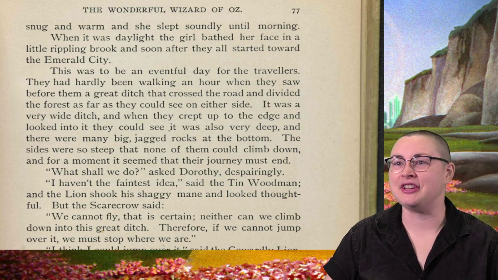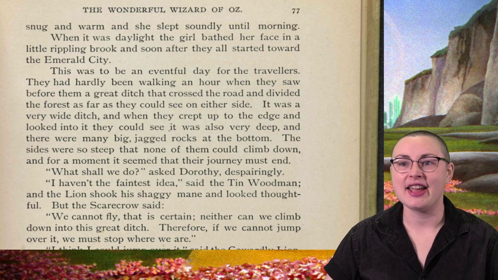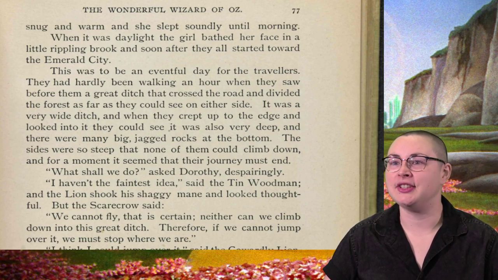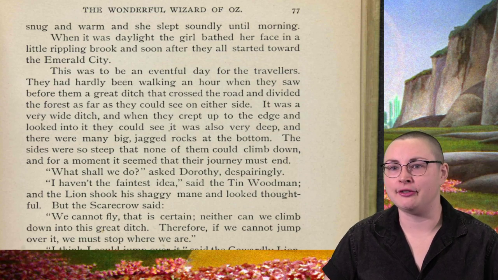This was to be an eventful day for the travelers. They had hardly been walking an hour when they saw before them a great ditch that crossed the road and divided the forest as far as they could see on the other side. It was a very wide ditch, and when they crept up to the edge and looked into it, they could see it was also very deep, and there were many big, jagged rocks at the bottom. The sides were so steep that none of them could climb down, and for a moment it seemed that their journey must end.